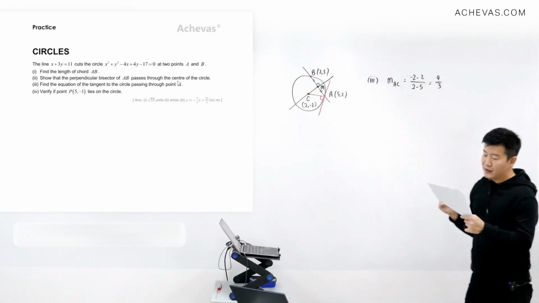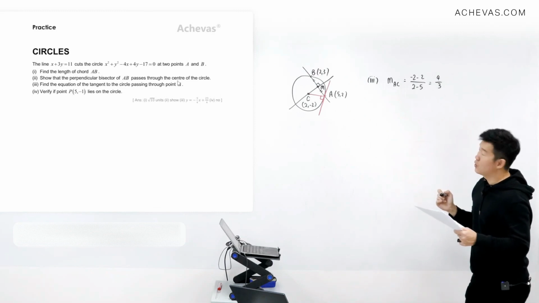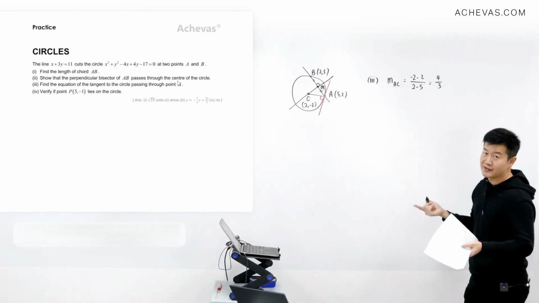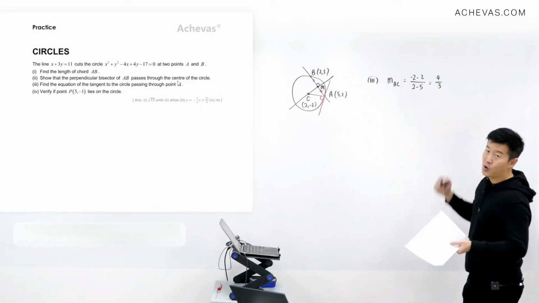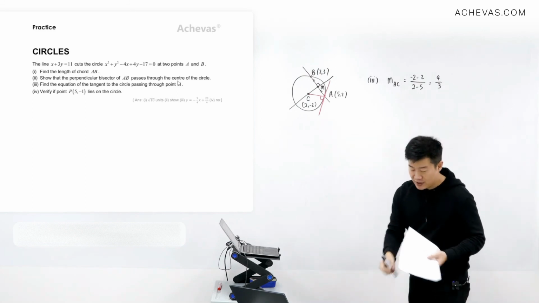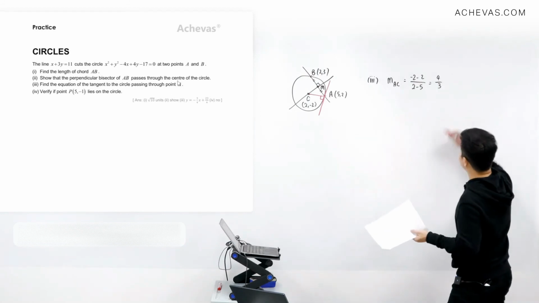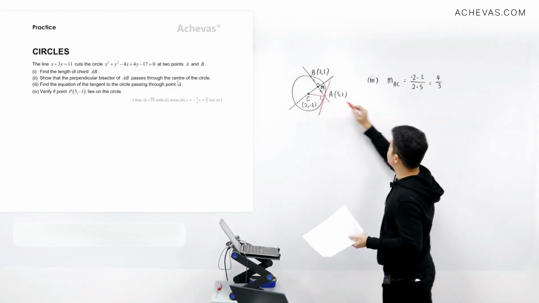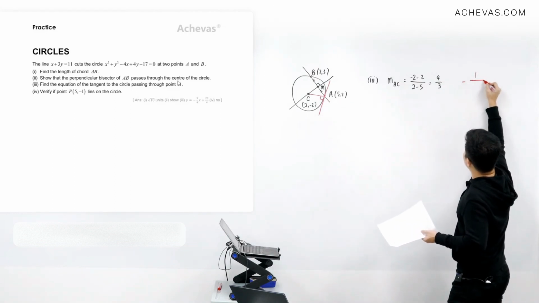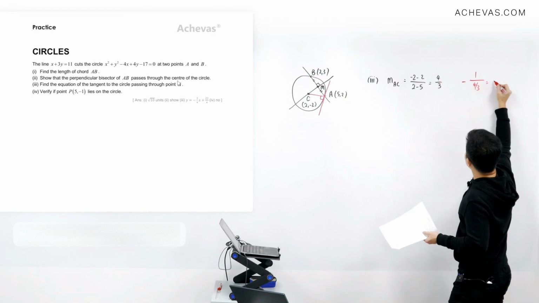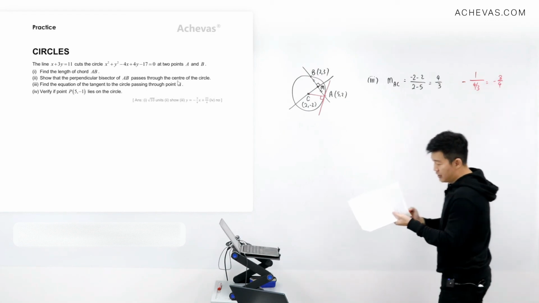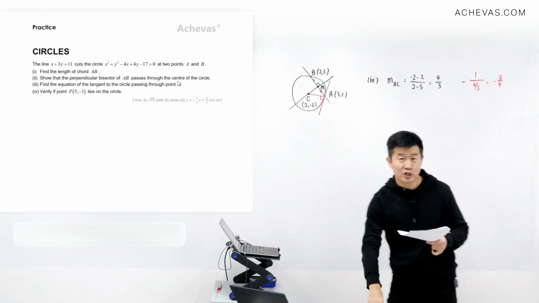So the gradient of the line that passes through AC, the gradient of the radius, is 4 over 3, which means that the gradient of the tangent, which is perpendicular to AC, will be minus 1 over 4 over 3, which is minus 3 over 4. This is the gradient of the tangent.